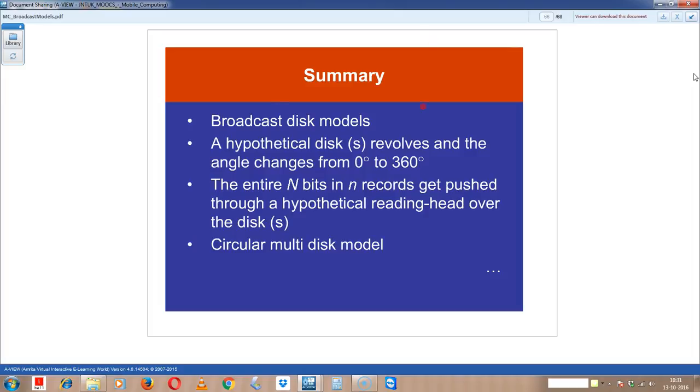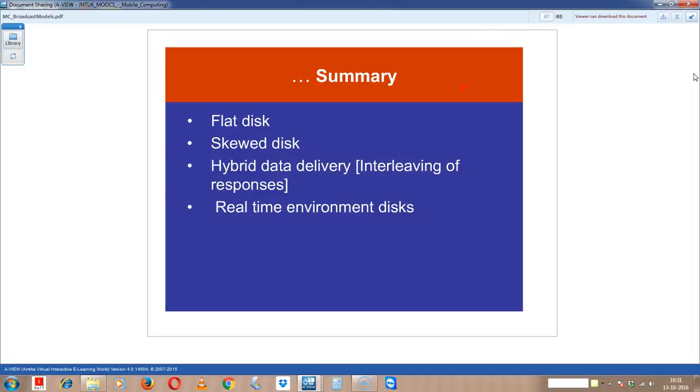Summary of the topics. We have read about broadcast disk models, which tells that it is a hypothetical disk which is revolving and changing the angle from 0 to 360 degree. The bits that are stored on the disk, they are pushed through the reading head to the wireless network. Then we looked into different types of disk models. We had circular multi-disk model, we had flat disk model, skewed disk model, then we had interleaving of records and real-time environment disk.